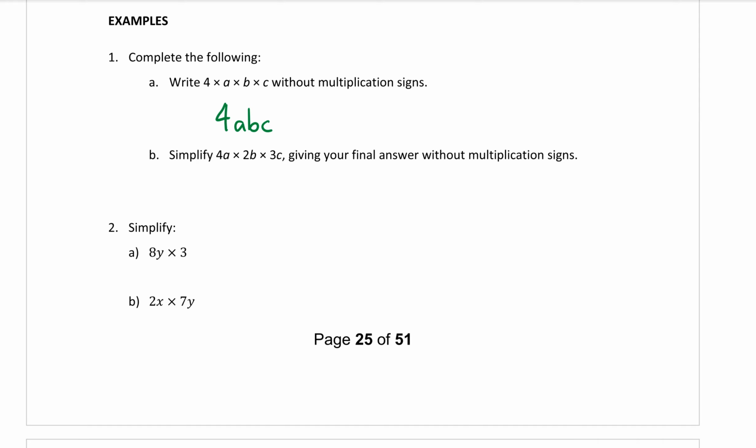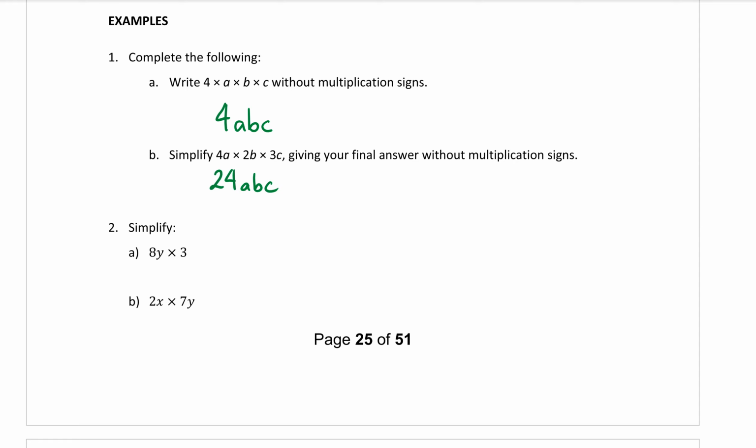Part B, simplify 4A times 2B times 3C, giving your final answer without any multiplication signs. So our rule is number first, but there's 3 numbers there. What we need to do is multiply them together. So we go 4 times 2 times 3. 4 times 2 is 8. 8 times 3 is 24. So multiply all the numbers and then put all the letters afterwards in alphabetical order. A, B, C.